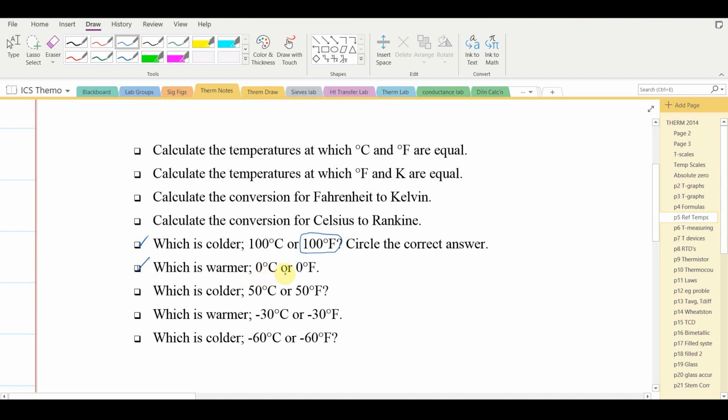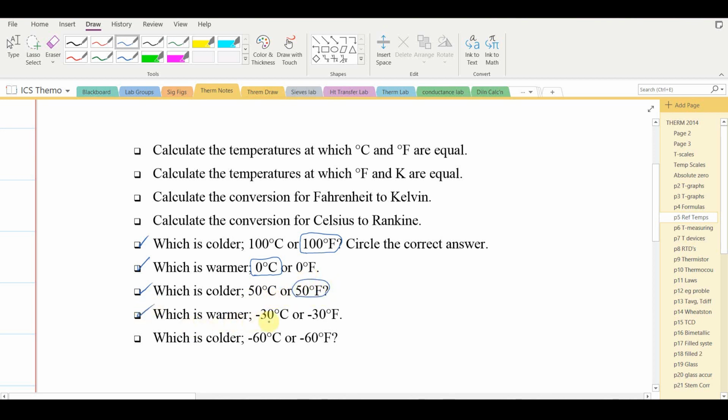Which one's warmer? 0 degrees Celsius or 0 degrees Fahrenheit? Any temperature above minus 40, Celsius is hotter. 0 degrees Fahrenheit is way below freezing. Which is colder, 50 degrees C or 50 degrees Fahrenheit? Any temperature greater than minus 40, Celsius is hotter, and therefore Fahrenheit is colder.